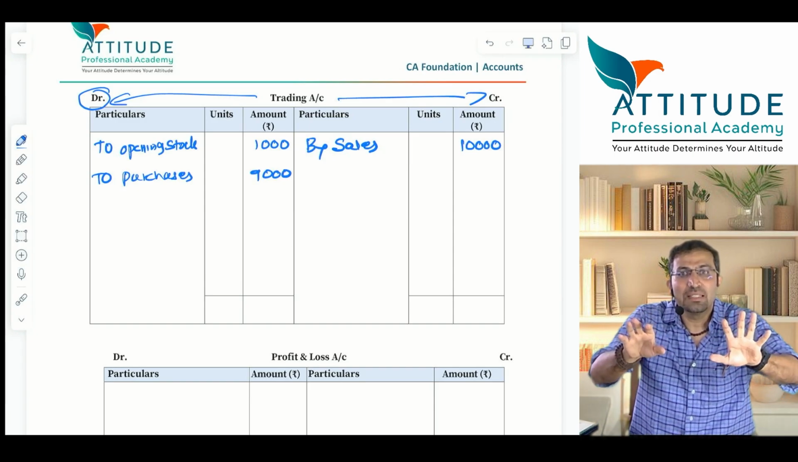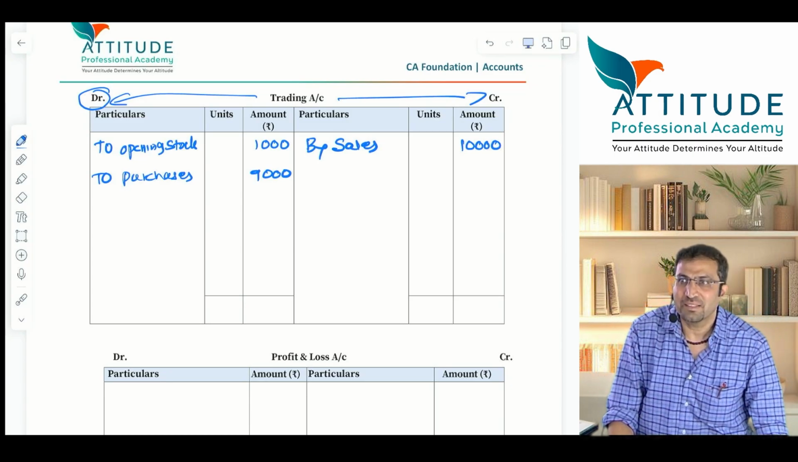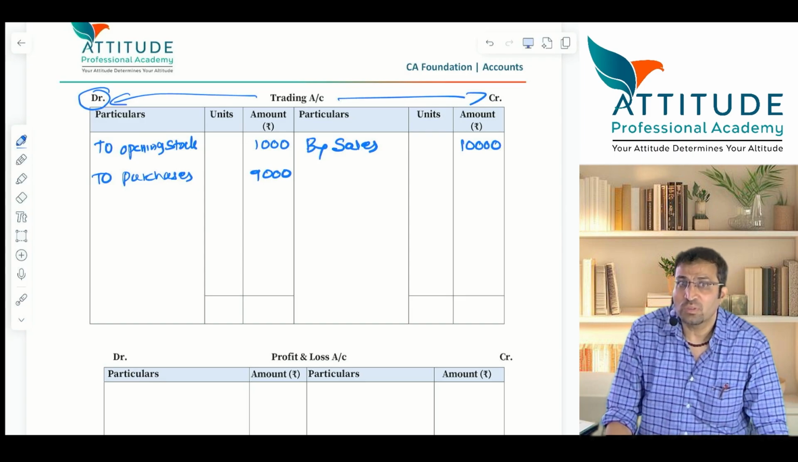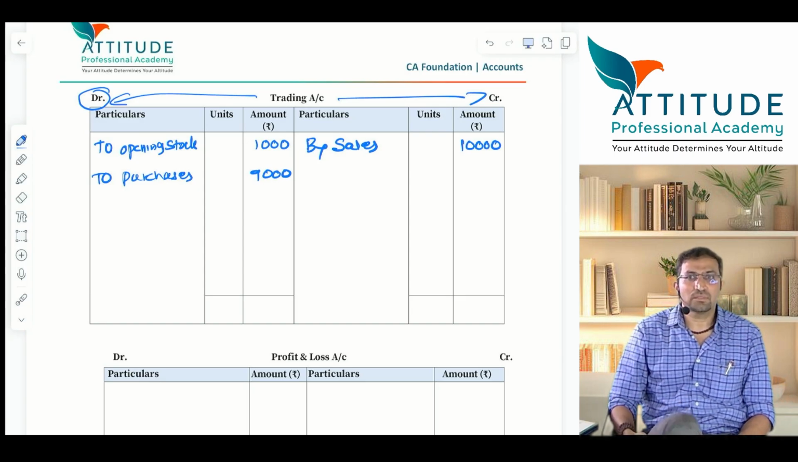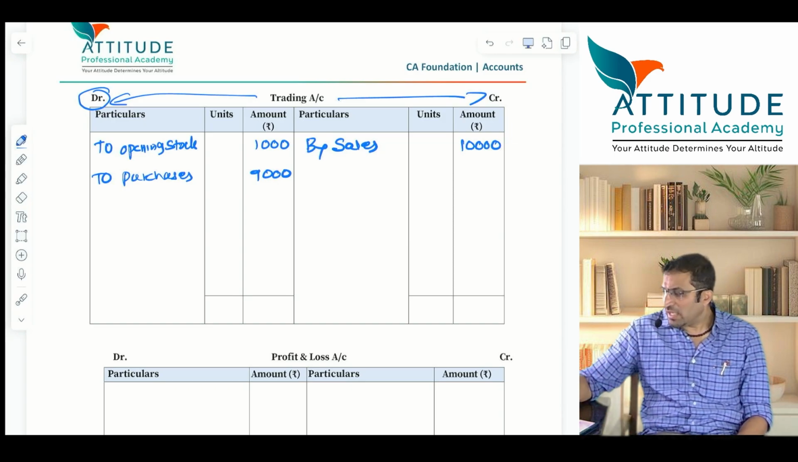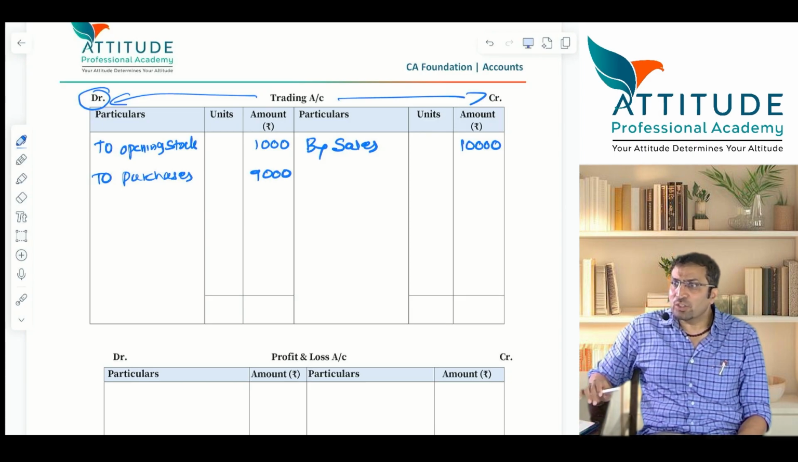Bhai Sahab, there is a closing stock here. Is there a closing stock? Yes or no? Closing stock hai. Now all the trading items are taken. Now you have to pass the entry for closing stock.